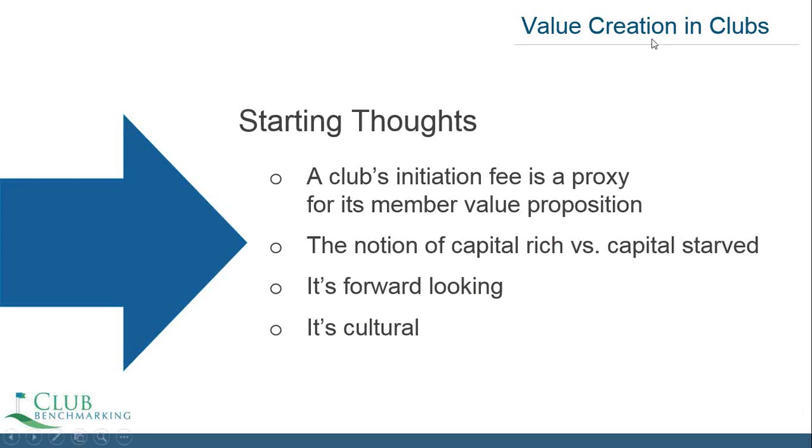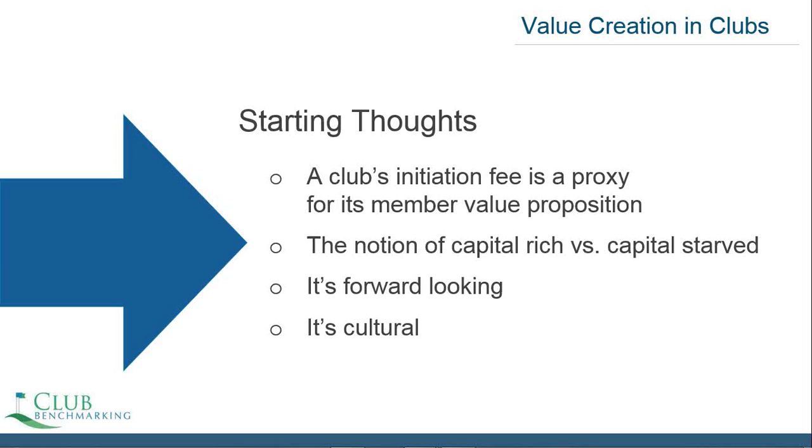In this notion of value creation, there are some starting thoughts I'd like to posit, as a baseline. Our view for a while now, and I think a lot of people have agreed with this, is that a club's initiation fee really is an excellent proxy for that club's value proposition as it's presented to its membership and to the marketplace for prospective members. Clubs that have a zero or very small initiation fee clearly are portraying a different value proposition, or confidence in a different value proposition, than the clubs asking for $100,000 or $150,000 or $50,000 initiation fee. So that's a starting point we believe in.